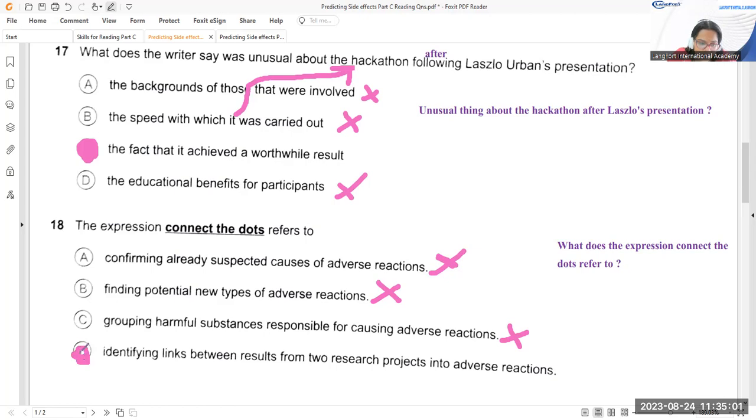Can you read option D? Yeah, the expression connect the dots refers to identifying links between results from two research projects into adverse reactions. Right, two research projects. One was from a pharmaceutical company that talked about proteins and their connection to drugs, and the other was about reports by doctors on drug reactions. When they applied the algorithm, they were able to connect the dots between these two studies. So they were able to identify the connection between these studies into adverse reactions. So that's why D is the answer.